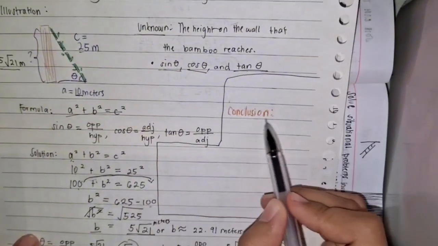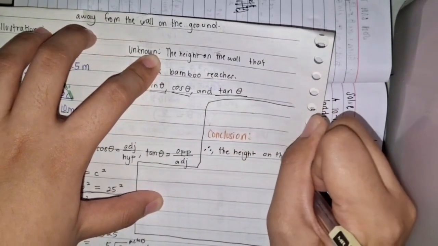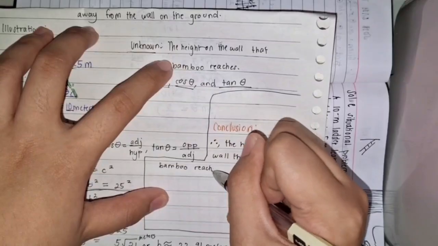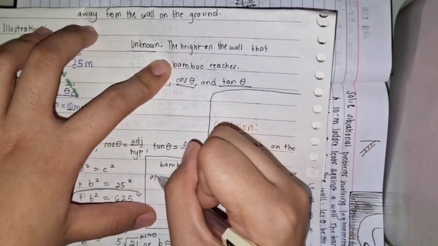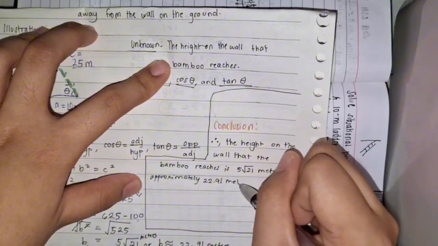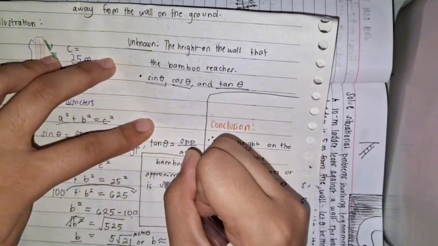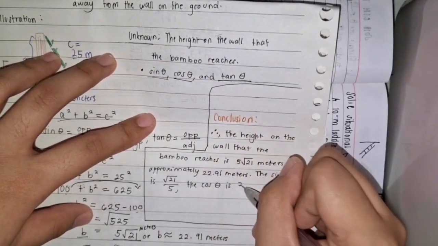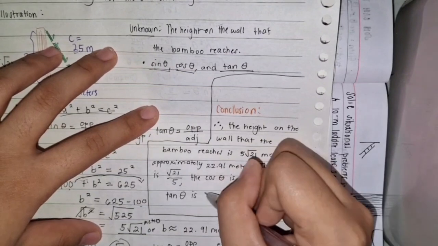Now, in conclusion, therefore, the height on the wall that the bamboo reaches is 5 square root of 21 meters, or in decimals, approximately 22.91 meters. The sine theta is square root of 21 over 5. Cos theta is 2 over 5. And tan theta is square root of 21 over 5.